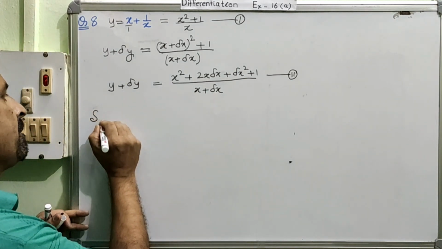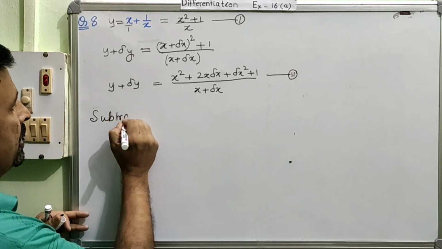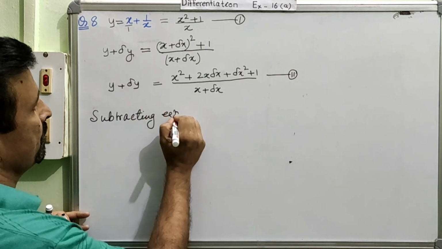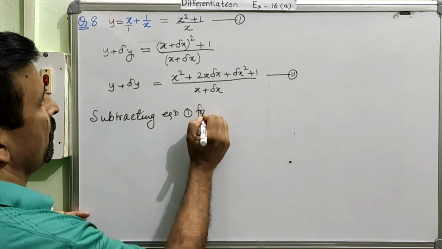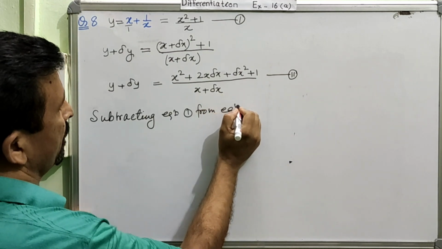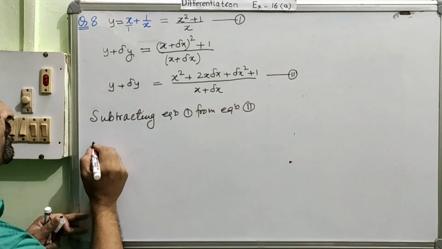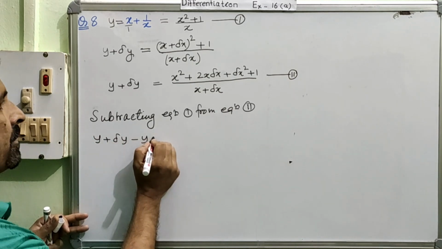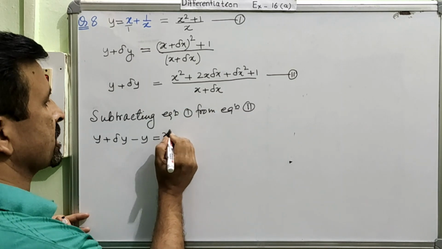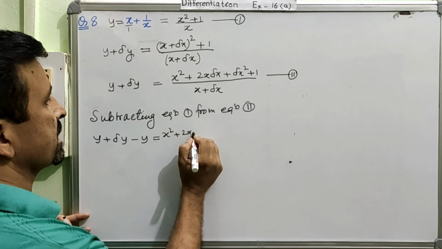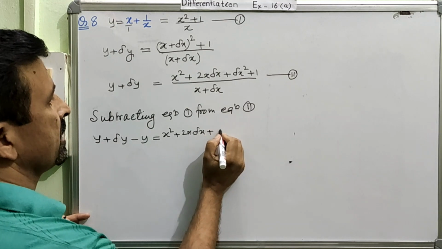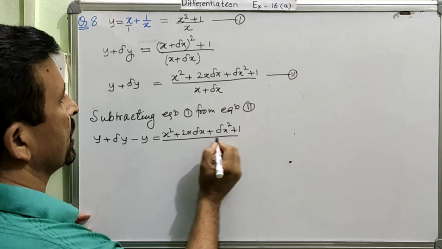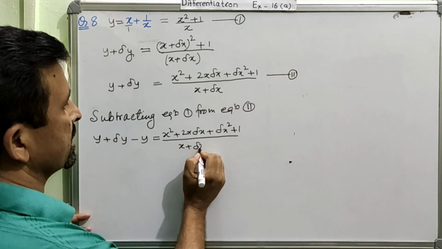So subtracting equation 1 from equation 2, what do we get? y plus delta y minus y on the left side. Right hand side, x square plus twice x delta x plus delta x square and plus 1 divided by x plus delta x.